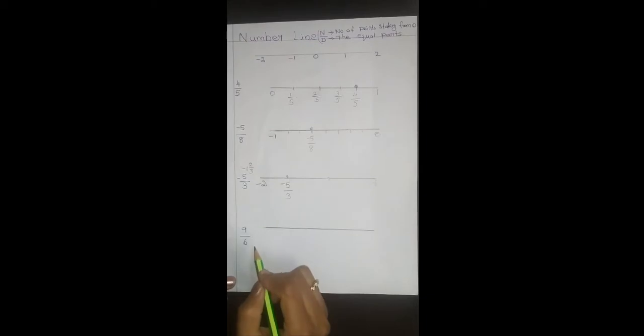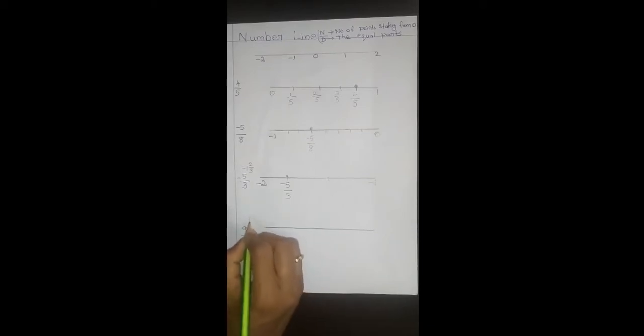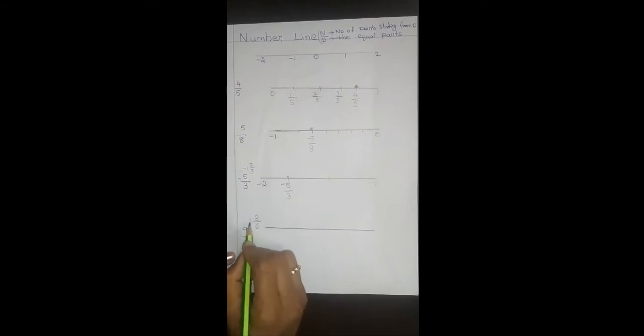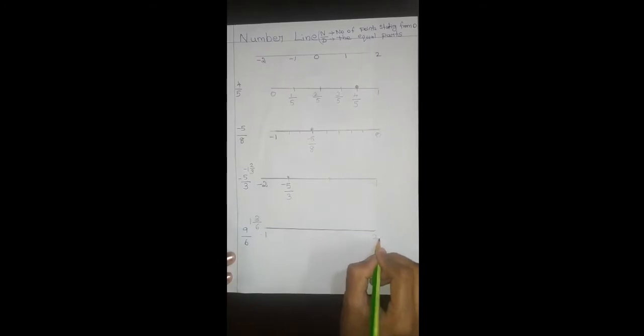Here I have another example, 9 divided by 6. This is a positive improper fraction. First we should change it into a mixed fraction. What will we get? 1, 3 by 6. 1 is the whole part, 3 by 6 is the fractional part. So this number lies between 1 and 2. Let's write 1 here and 2 here.